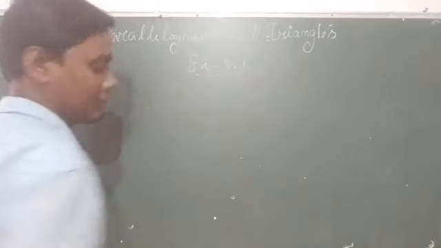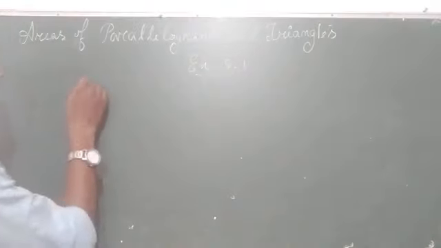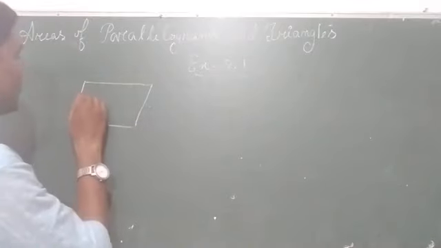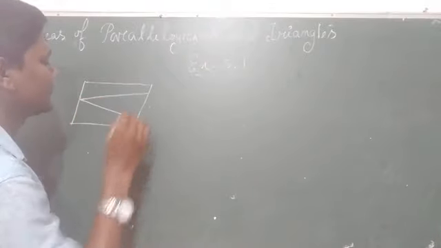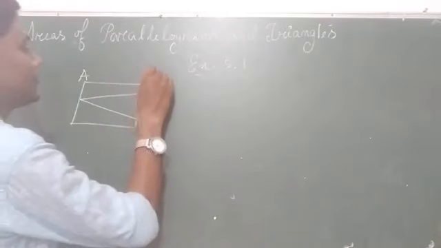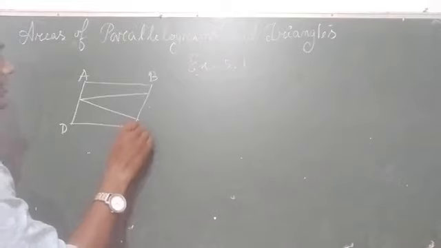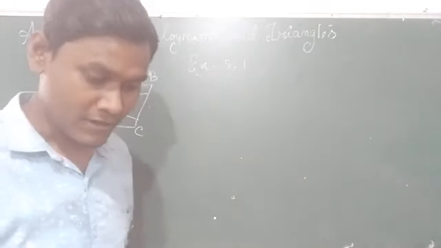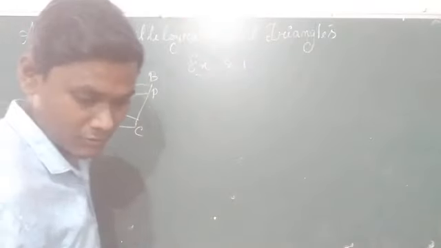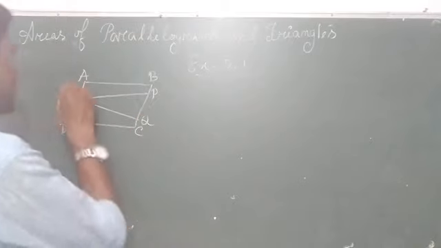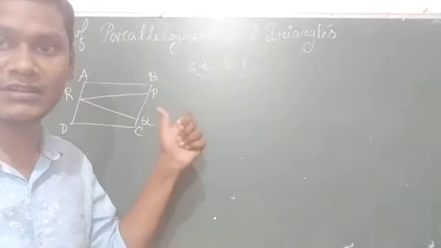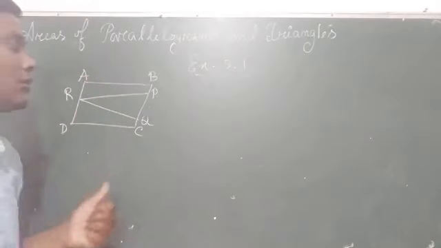One figure is given in the book like this. So this is the figure. Along with that, one triangle is inscribed. So here ABCD is a parallelogram, and along with that, PQR is one triangle. In this case, ABCD is a parallelogram, and along with it there is one triangle, triangle PQR.